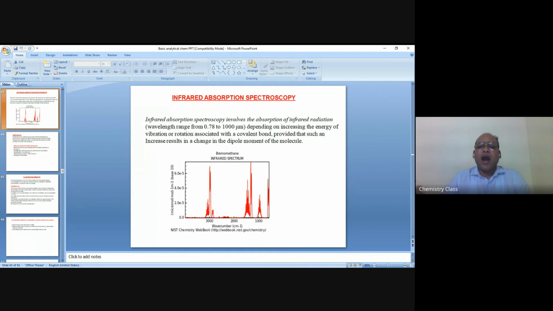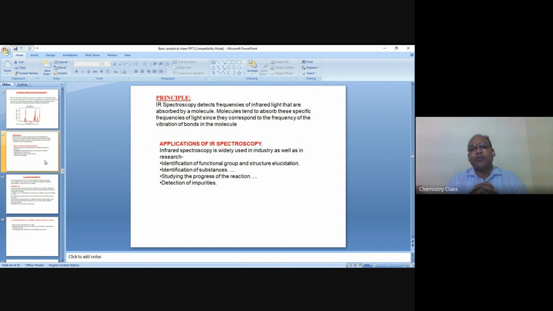So depending upon increasing the energy of vibration or rotation associated with the covalent bond, provided that such an increase results in a change in the dipole moment of the molecules. As you know, dipole moment is associated with the covalent bond. So changes in dipole moment can be identified this way by infrared absorption spectroscopy. If you go to the next slide, what is the principle associated with IR spectroscopy?